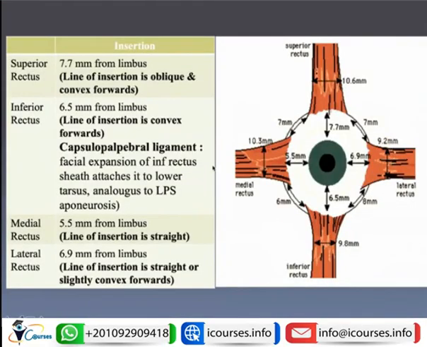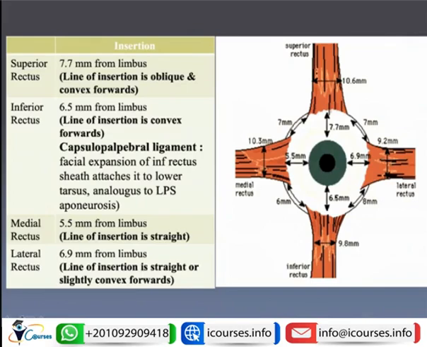Now we come to the insertion. The anatomy textbook will have a lot of numbers about the length of each muscle and the distance between each muscle and the other one, and a lot of figures. So do we need to memorize all these figures? The answer is no. But what you need to memorize is 4 main figures or 4 main distances.